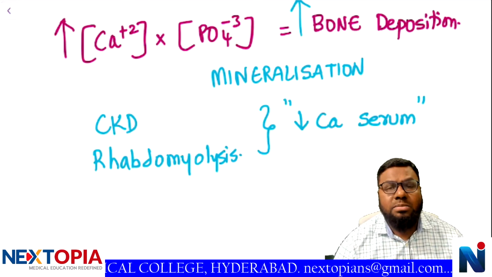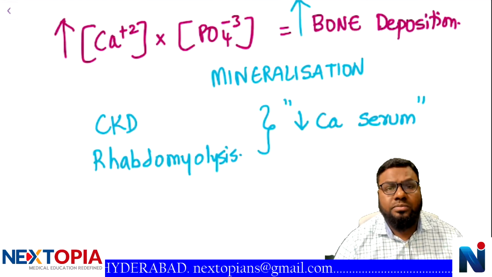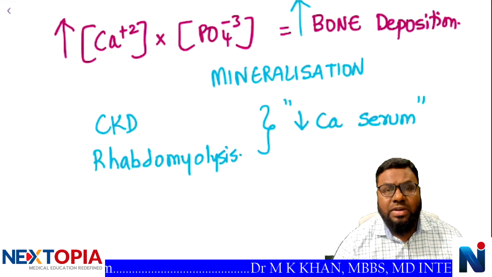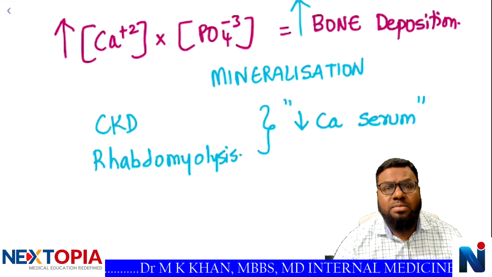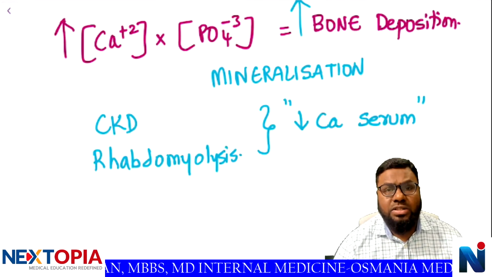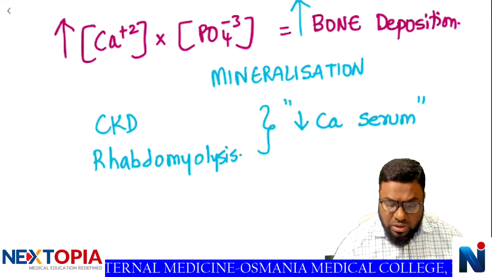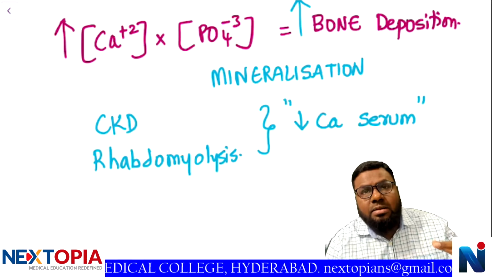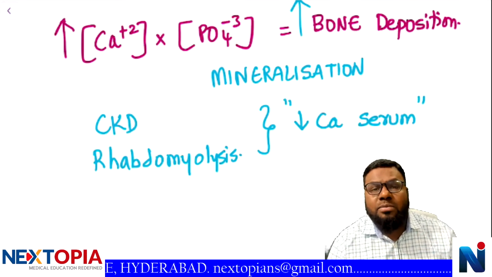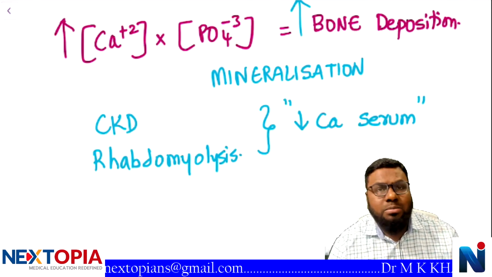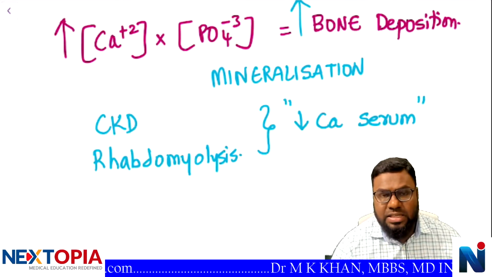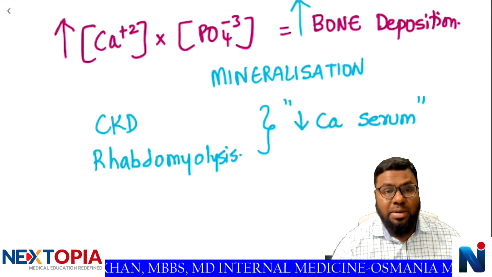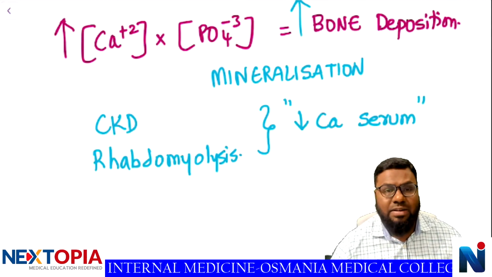So whenever the plasma phosphate rises, it promotes mineralization. Whenever the plasma calcium rises, it promotes mineralization. All right, it means what? More and more calcium and phosphate are going and depositing in the bone. What will happen to the serum concentration? Serum concentration comes down. When I say increase mineralization, automatically you should understand that serum calcium and phosphate levels are coming down.